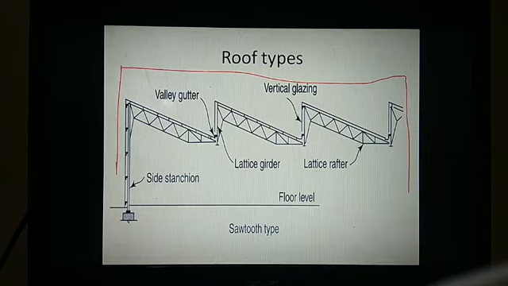So these are all lattice rafters, and this is a lattice girder. This is a girder which is supporting this rafter, right?